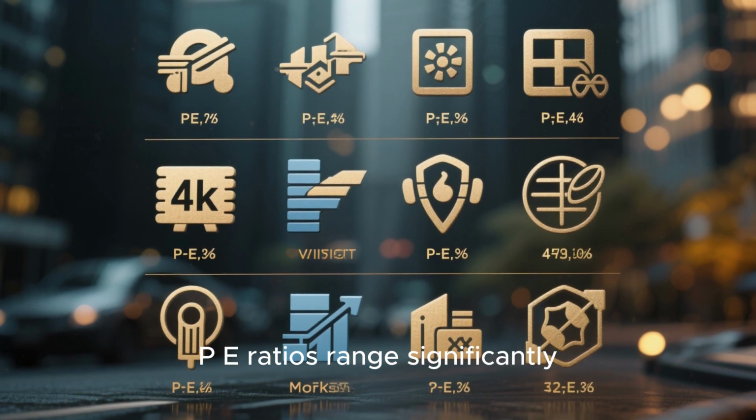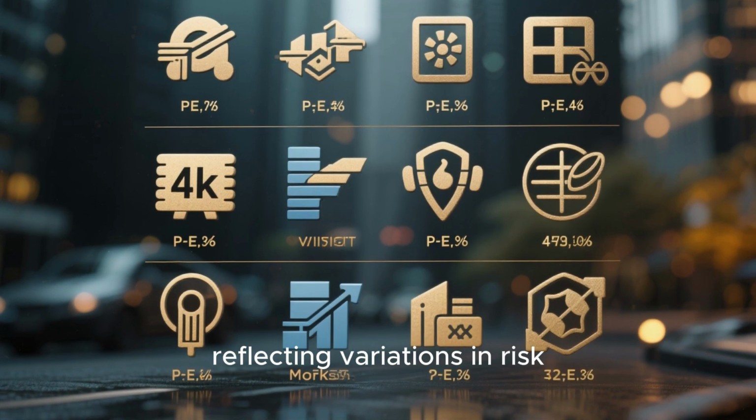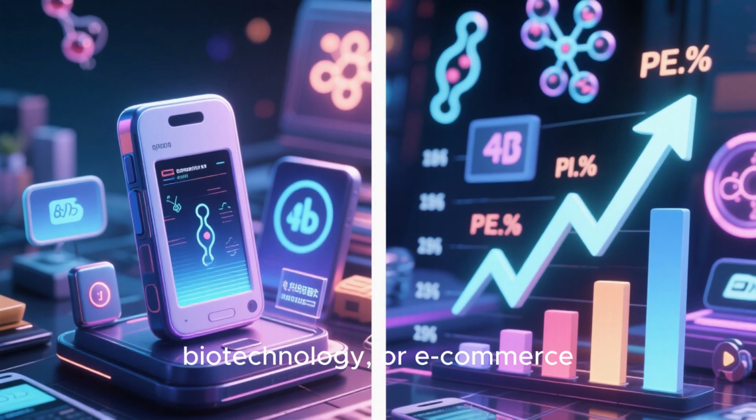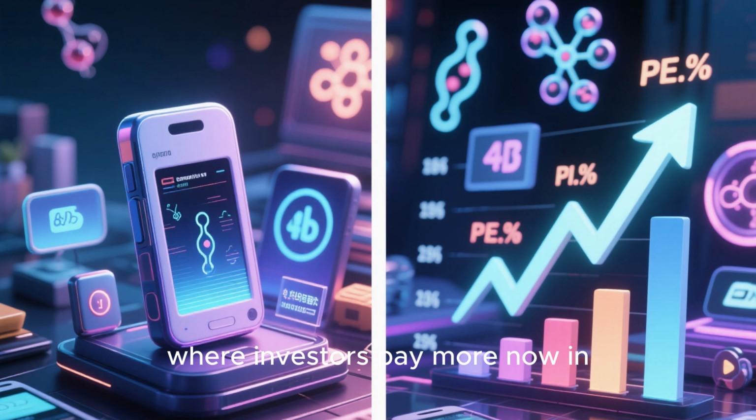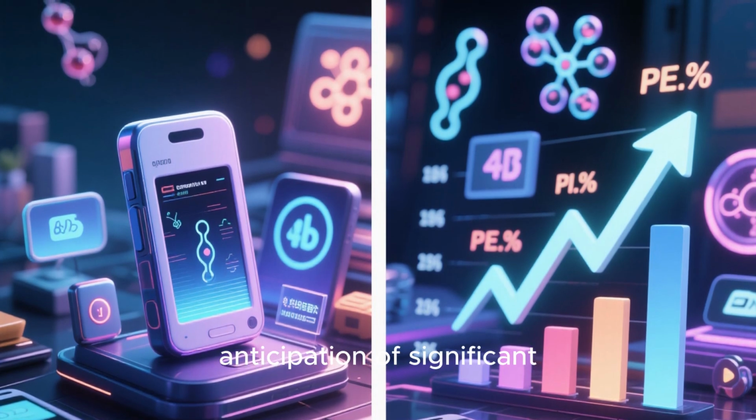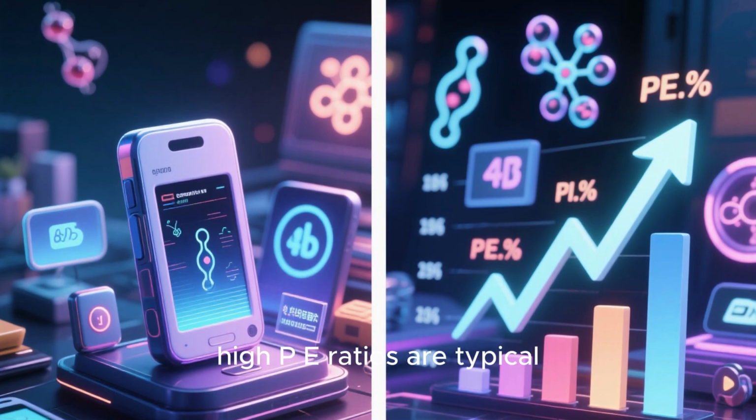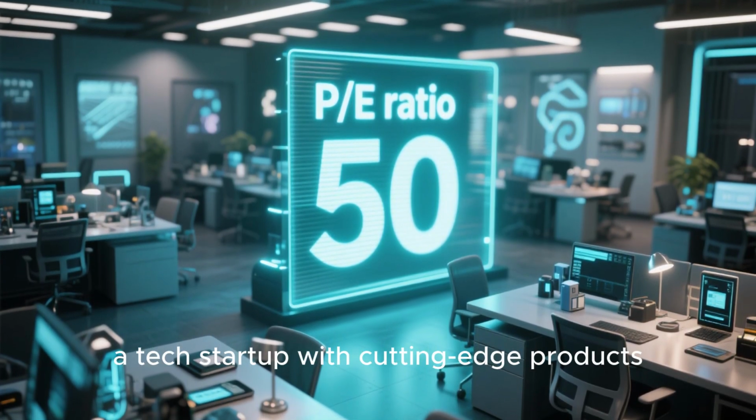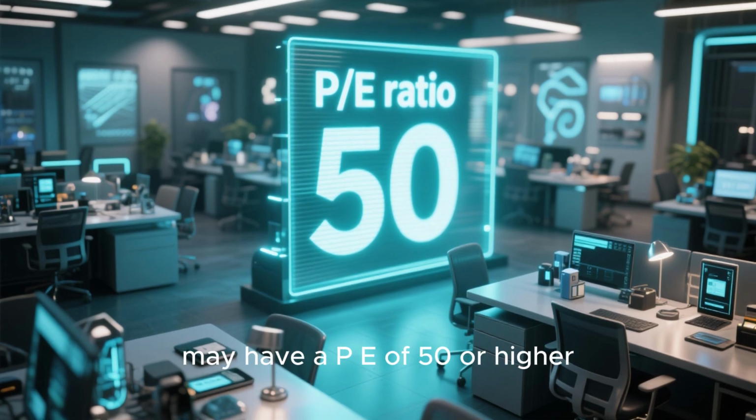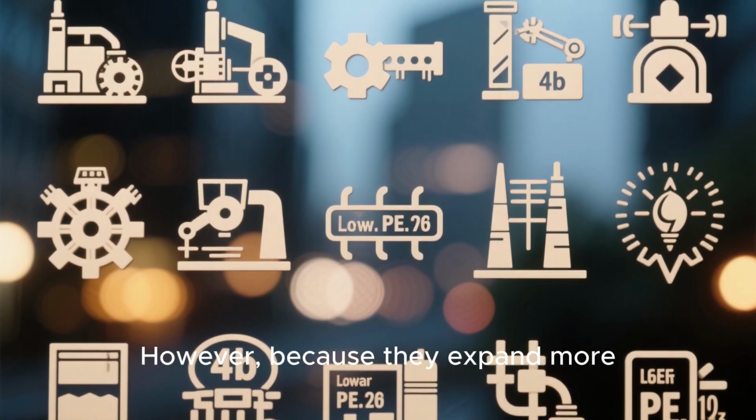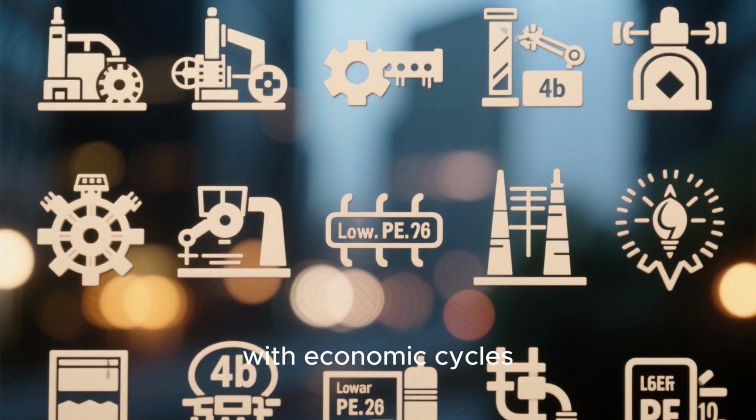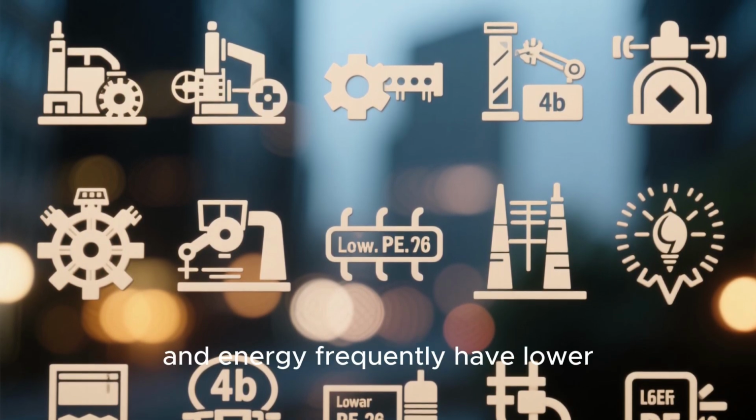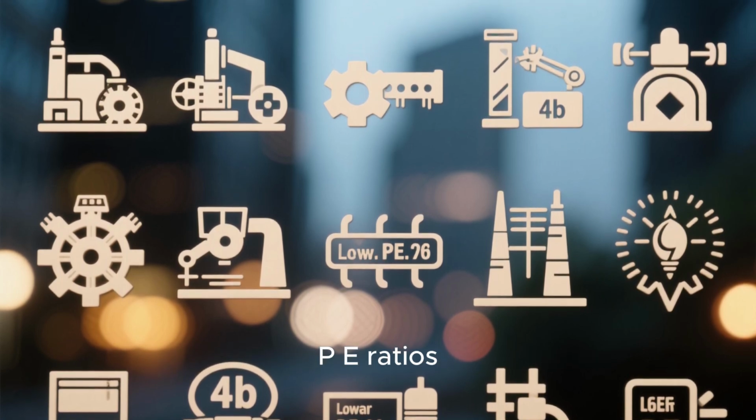PE ratios range significantly among industries, reflecting variations in risk, company structures, and growth prospects. In developing sectors like technology, biotechnology, or e-commerce, where investors pay more now in anticipation of significant future returns, high PE ratios are typical. For example, because investors expect substantial growth, a tech startup with cutting-edge products may have a PE of 50 or higher. However, because they expand more slowly or are correlated with economic cycles, established or cyclical industries like manufacturing, utilities, and energy frequently have lower PE ratios.